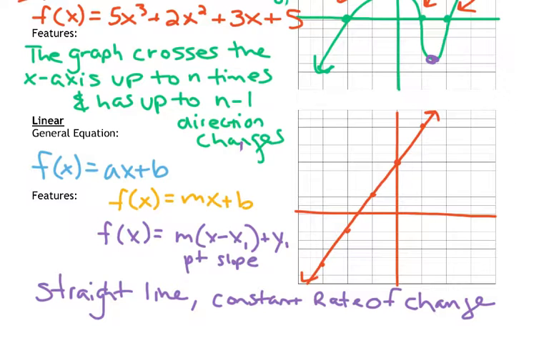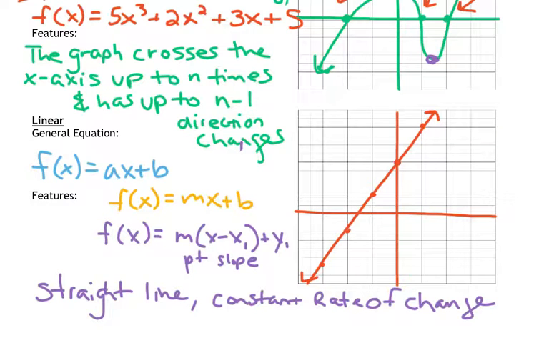This next function, we should all be very familiar with: the linear function. I've put 3 general forms here: ax plus b, mx plus b, and then that point-slope form that you may have seen in Algebra 1. A linear function is obviously a straight line. It's got a constant rate of change.